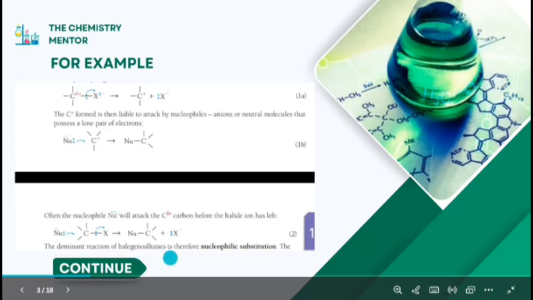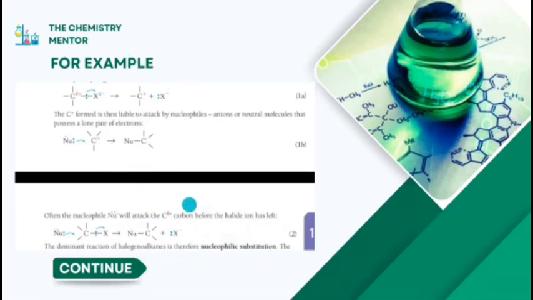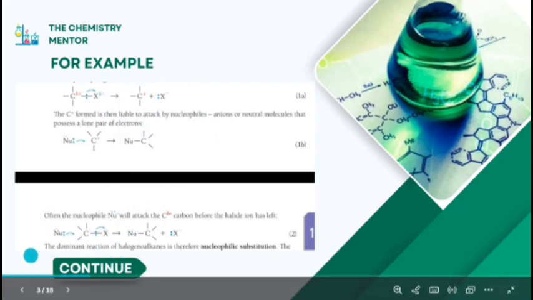The dominant reaction of halogenoalkanes is therefore nucleophilic substitution. Don't forget this point. Whenever we talk about halogenoalkanes, the dominant reaction will be nucleophilic substitution. And the reaction can proceed in both ways. First, the halide ion can leave, or either the nucleophile can attack first. So don't forget that the product will be the same. The nucleophile will attach to the carbon atom to stabilize its character and its position.